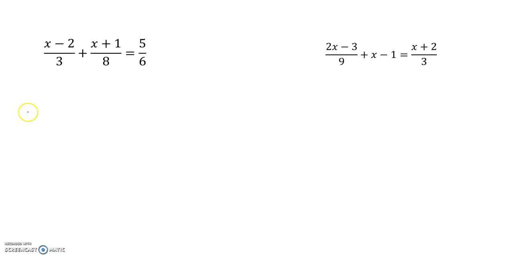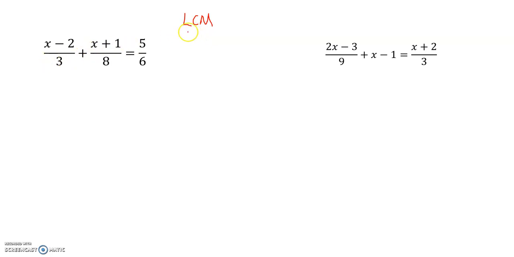Now we are going to learn how to solve fractional equations. In both equations, we have fractions. So the first thing we want to do is to get rid of all the fractions. In order to get rid of fractions, we're going to use something we learned before. It's called LCM.